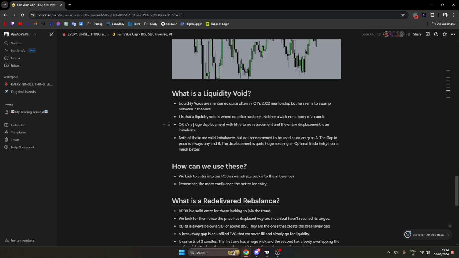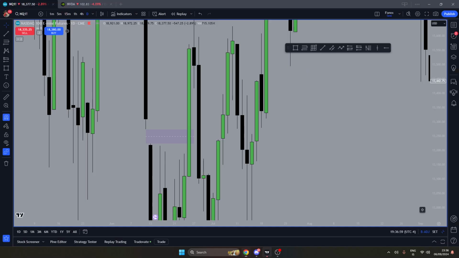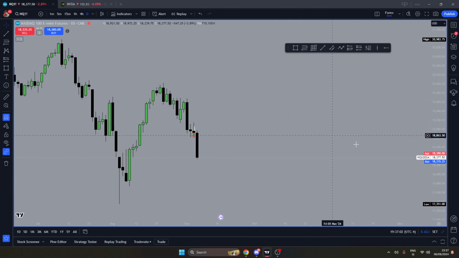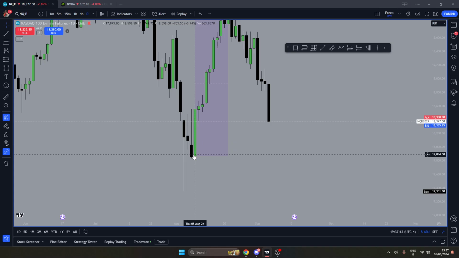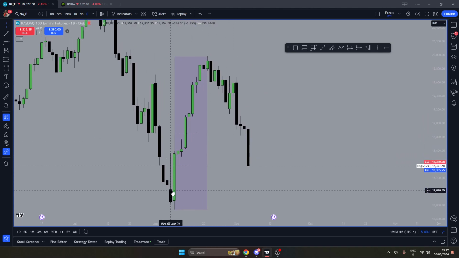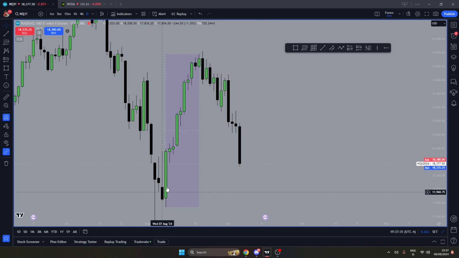Now, the second theory is that it's a huge displacement with little to no retracement. I think that rhymes actually. But as you can see, we would consider this entire bull run right here to be a liquidity void, because there's no retracement here. We have 1, 2, 3 fair value gaps. And once we take this VIB up here, we just start to crash through all of this. You see, we touched a BISI, we went a little bit up before just dropping all the way down, right? And this is an entire liquidity void.